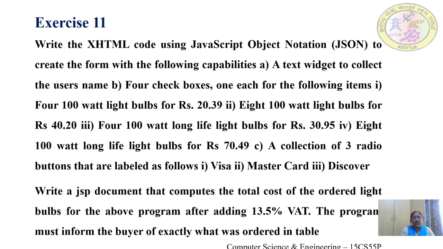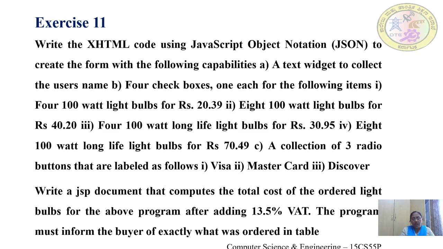The question that we are going to solve in today's session is we have to create one XHTML document by using JavaScript object notation with the following capabilities. One is you have to provide an option for entering the username, then 4 checkboxes with different prices for different items, then 3 radio buttons for the payment options like Visa, MasterCard and Discover.